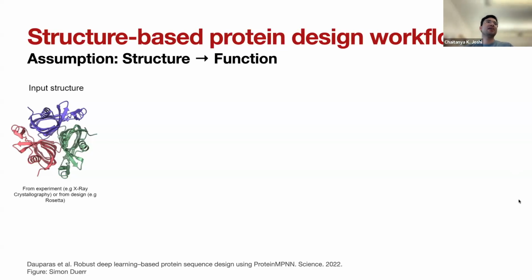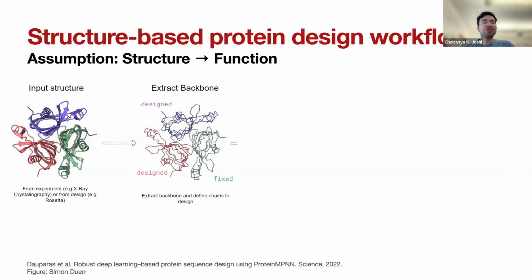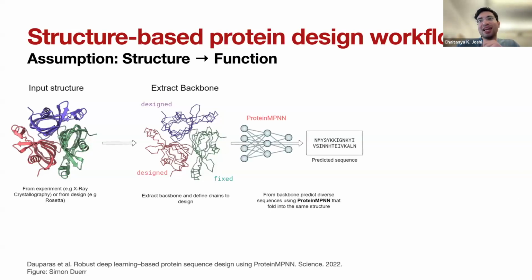So perhaps you'd start with a structure that you know has the function you want from the Protein Data Bank. And then what you do is you extract a skeleton or a scaffold or a backbone from it. So you strip away the identity of the residues, and you only keep the backbone. And then you inverse fold it. So you use tools such as ProteinMPNN to predict or design sequences that are likely to fold into that backbone. And this is what these models are trained for.